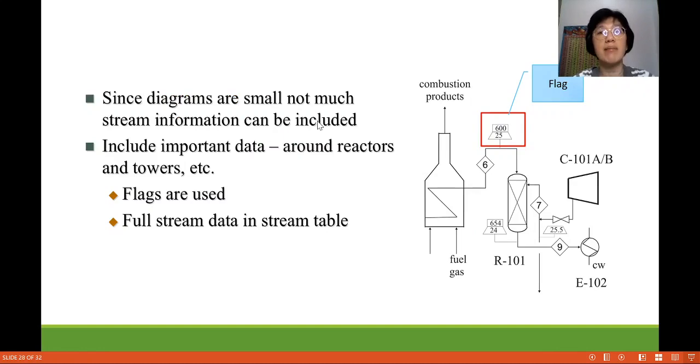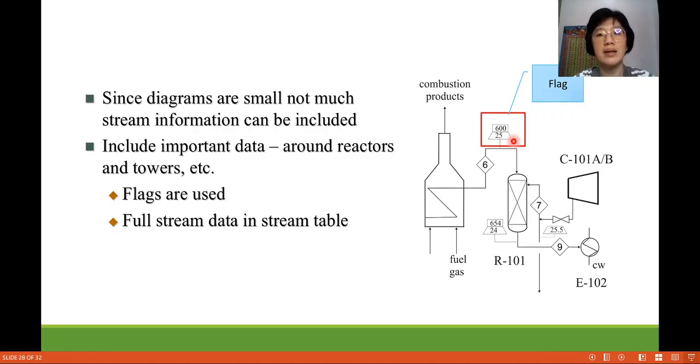Since the diagram is small, you know that a process flow diagram normally is small and very packed and congested. So we will use some symbols or some flags to include the important information. For example, here we have the flag of rectangle and also trapezium. So 600 is referring to the temperature, while the 25 is actually referring to the pressure.